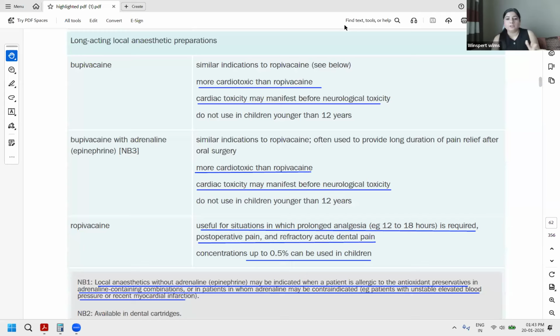Okay? So when above the age of 4 years, articaine should be chosen if both options are given. I hope I'm making myself crystal clear here. Absolutely.